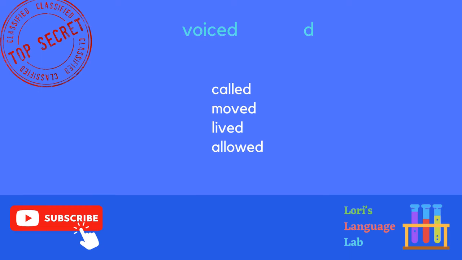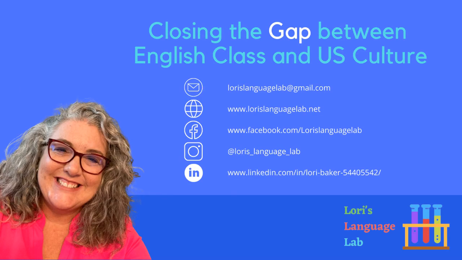Allow becomes allowed. Now that we've had a chance to look at some of those words, keep that in mind when you are using verbs in the past tense, because this is when they usually show up. So don't forget to keep this in mind so you can practice on your own.